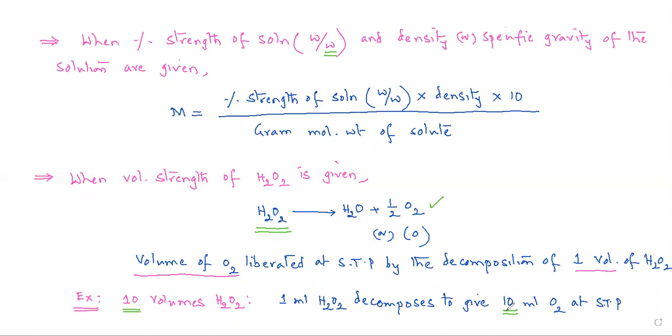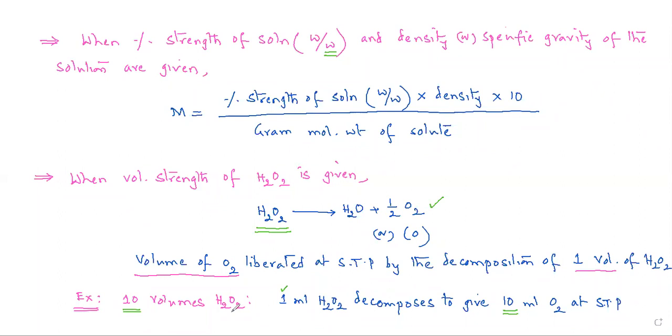If I say 20 volumes, then that will be like 1 ml H2O2 decomposes to give 20 ml of oxygen at STP. And if you may remember this, perhydrol is 100 volumes, right? 100 volumes H2O2. What does it refer to? It refers to the thing that 1 ml of H2O2, this is not going to change. Remember, 1 ml of hydrogen peroxide decomposes to give 100 ml of oxygen at STP.